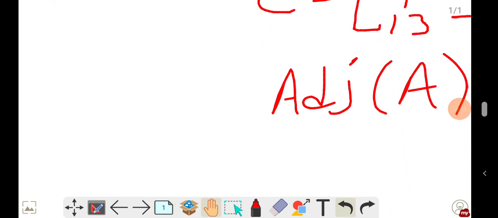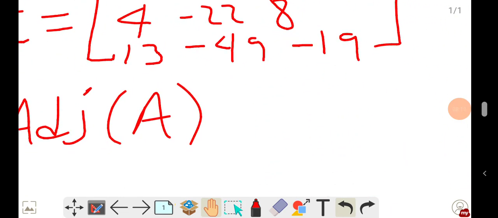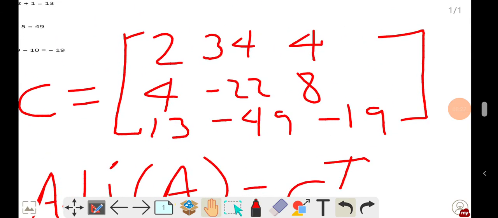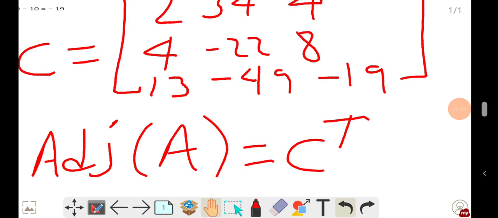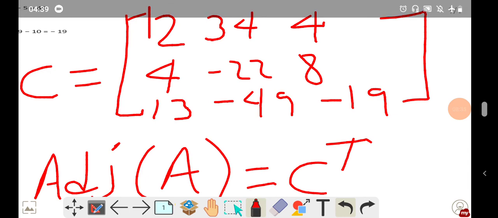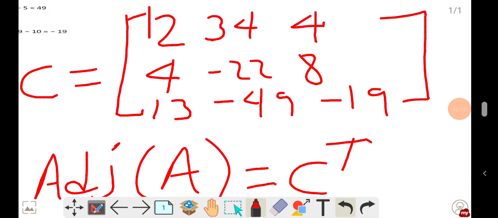The adjoint of a given matrix is the same as the cofactor transpose. Transpose the cofactor. Where is the cofactor? The cofactor, we already got it here. So transposing means the first column you will make the first row. What is the first column here? The first column is 2, 4, 13. We will take it as the first row.